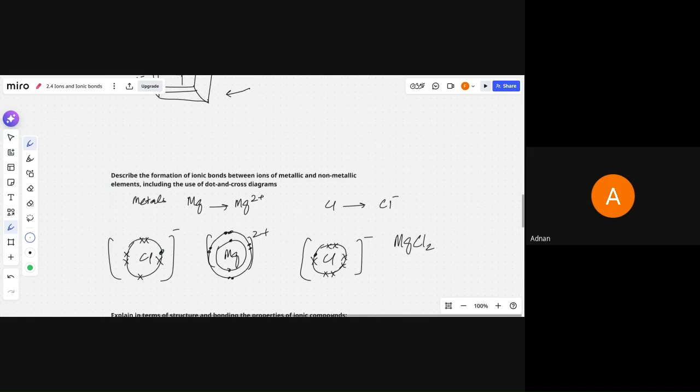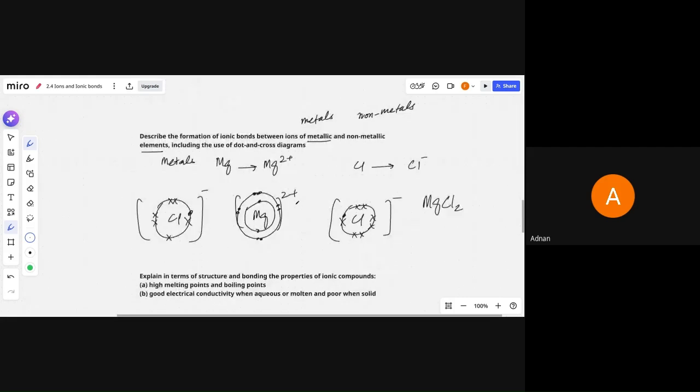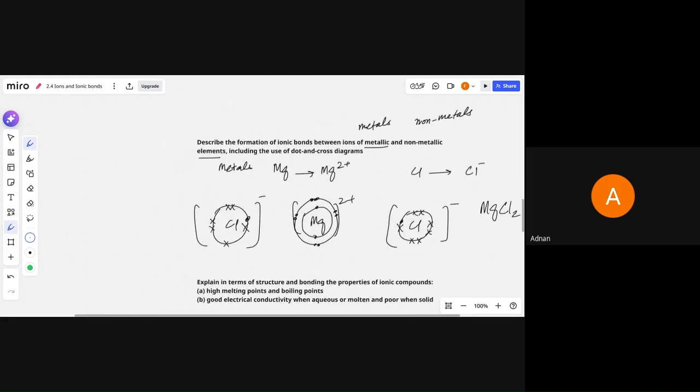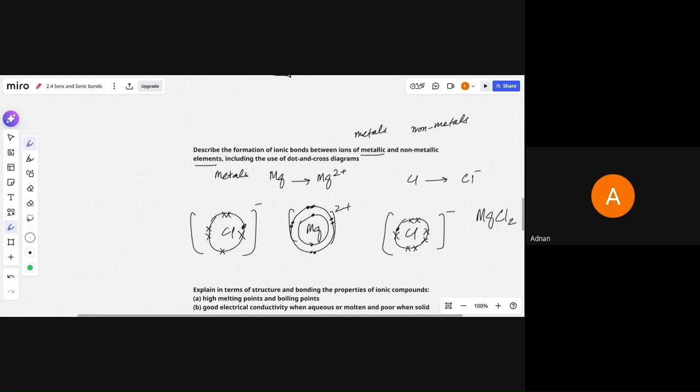Okay, so this is basically describing the formation of ionic bonds between ions of metallic and non-metallic elements. Basically, it is saying ions of metals and non-metals, right? Including the use of dot and cross diagrams. So I think we can practice another molecule here, formation of calcium fluoride.